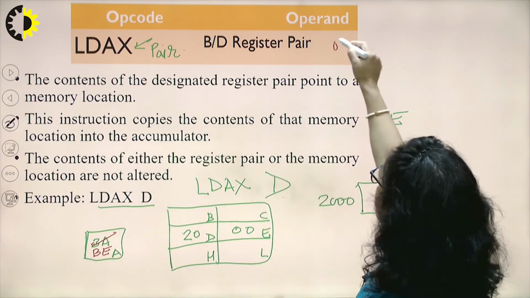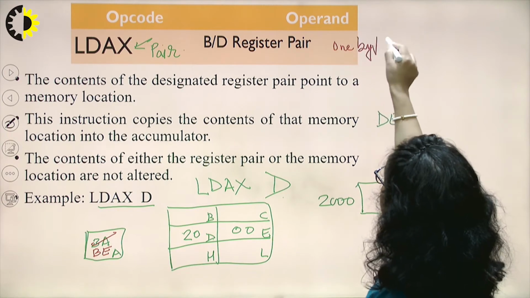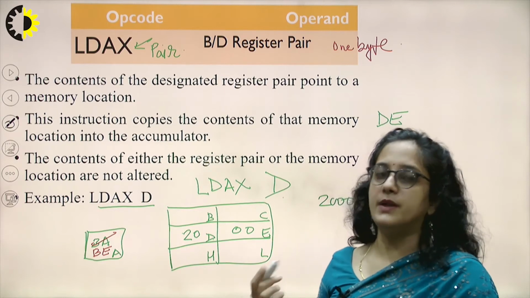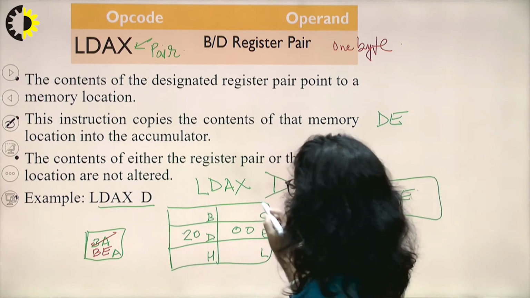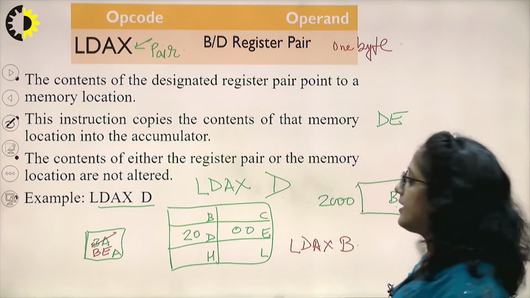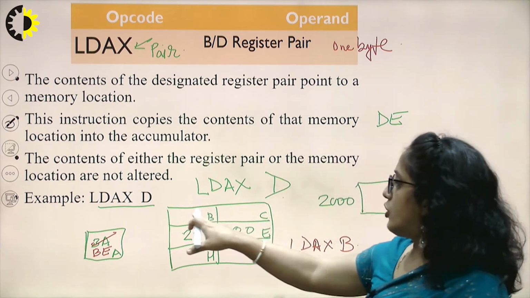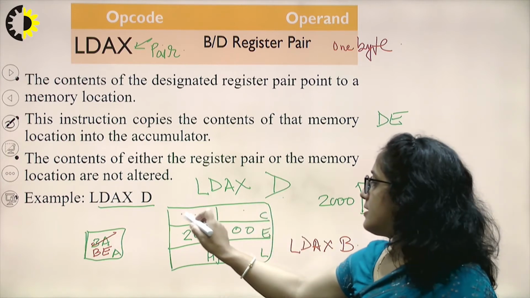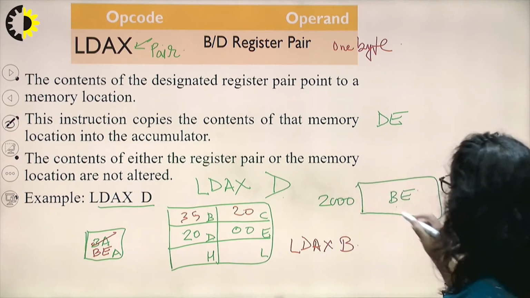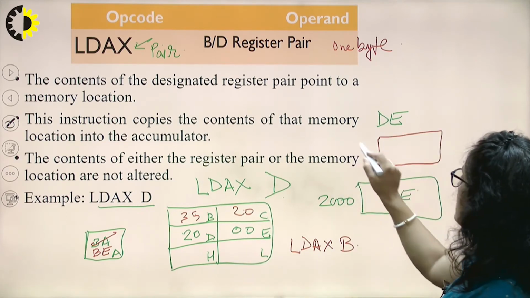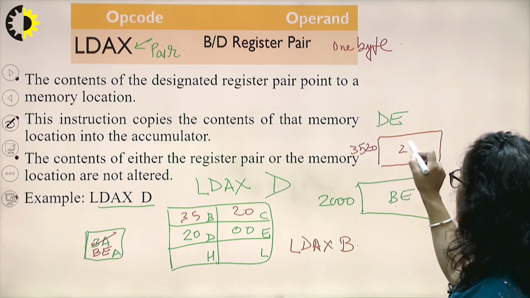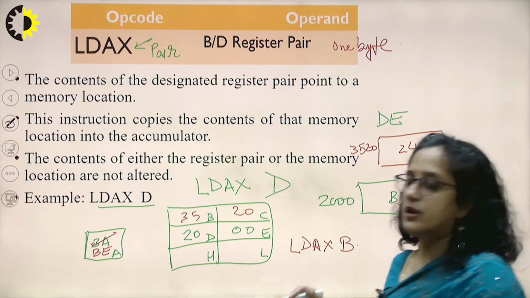So this is a 1-byte instruction, LDAX D, or you can say LDAX B. If it is written as LDAX B, then in this case the content of the BC register, suppose here it is 3520, the microprocessor will search for memory location 3520, and whatever the content is there, suppose it is 24, this 24 gets overwritten in the accumulator.